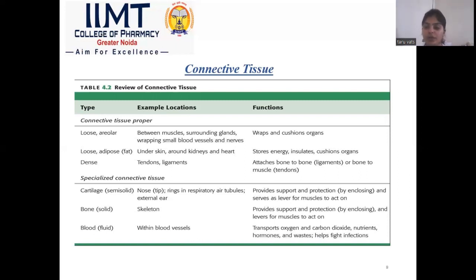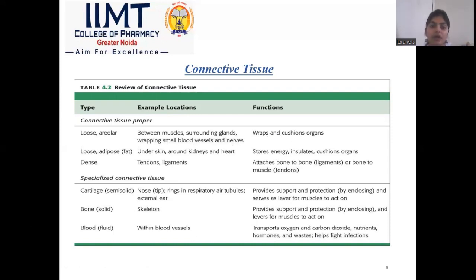So, areolar tissue. These are loose, irregular connective tissue. It connects the skin to the underlying structures. Where are they located? Between muscles, surrounding glands, wrapping small blood vessels and nerves. They provide functions like wrapping and cushioning organs.